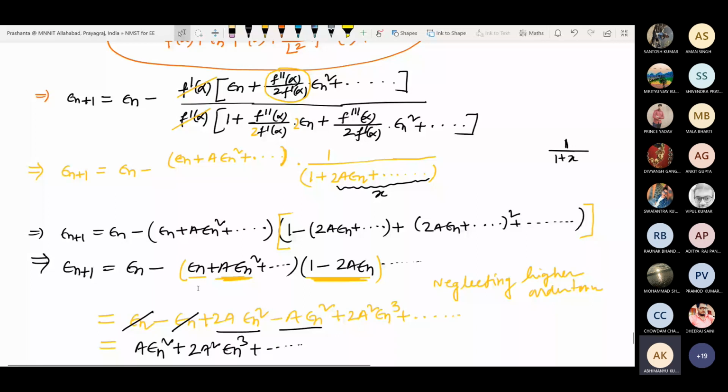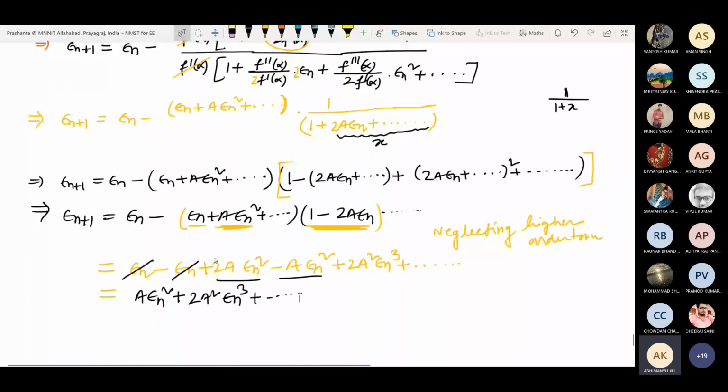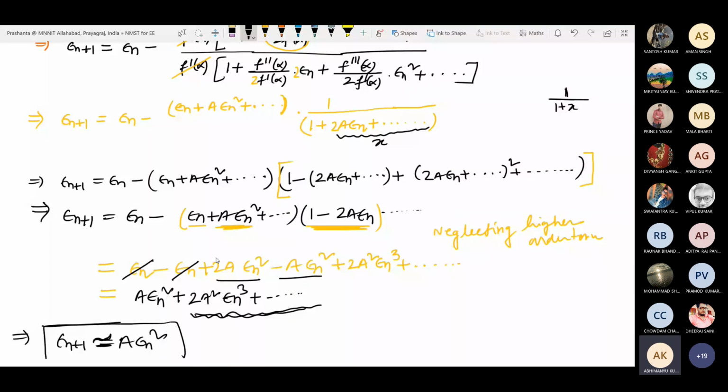Now since epsilon n is a small quantity and the lowest order surviving term is the square, I will be neglecting all the remaining terms. I'll only be keeping the lowest order term. So that will give you epsilon n plus 1 equals a epsilon n square, not equals to, approximately equals to. So what does that tell you? This last equation, what does it tell you? Order of convergence equals 2.